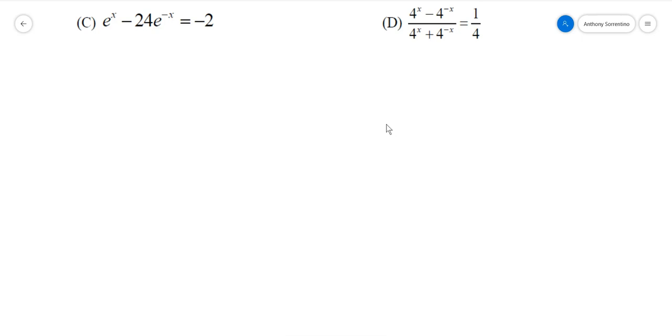Well, right now what we have here, and I'm going to rewrite this ever so slightly, I have e to the x power minus 24 over e to the x equals negative 2. Certainly having an e to the x power makes things complicated enough. Having an e to the x power also in the denominator, which gives it some rational feel, is not a good thing either. It makes it a little more complicated.